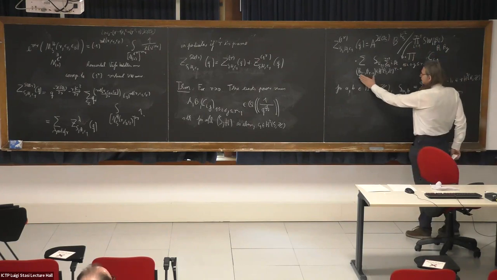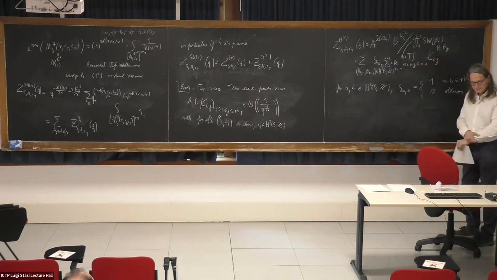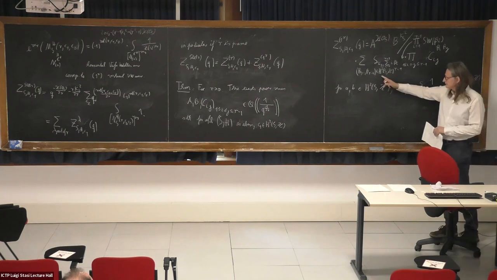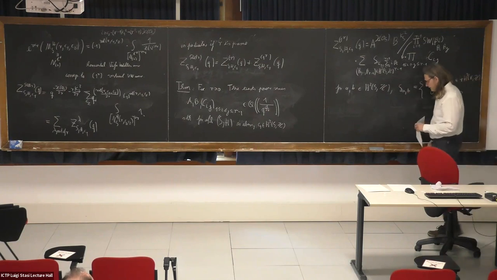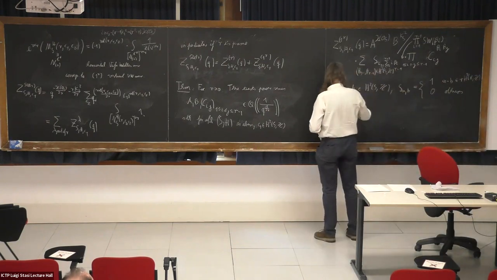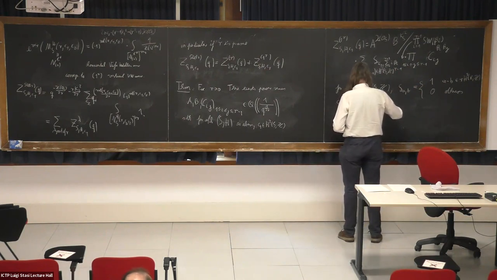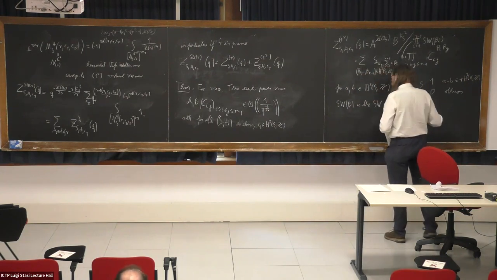By itself, this is an infinite sum, but under our assumption there are only finitely many classes in the cohomology of the surface such that the Seiberg-Witten invariant is non-zero. Therefore, the sum is actually finite.